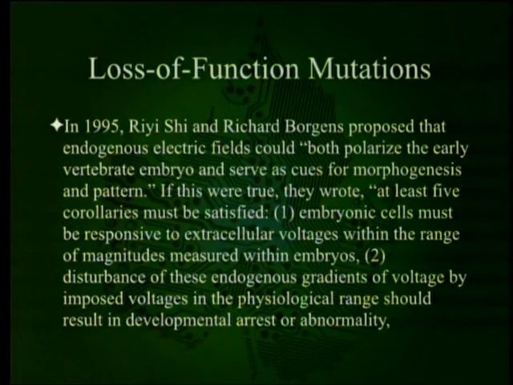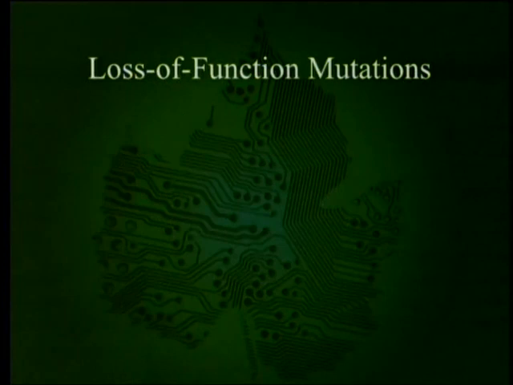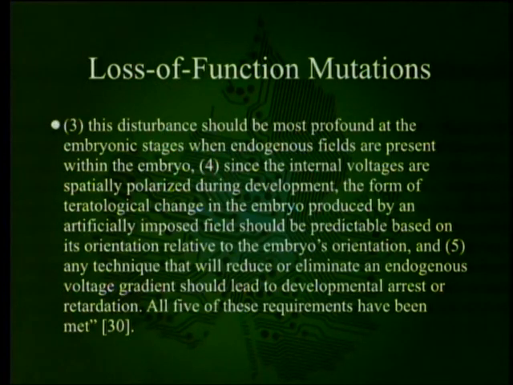This is what you'd expect from the theory, basically. Embryonic cells, number one, must be responsive to extracellular voltages within the range of magnitudes measured within embryos. Number two, disturbances of these endogenous gradients of voltage by imposed voltages in the physiologic range should result in developmental arrest or abnormality. You should be able to make the embryo into something weird by putting a wrong electric field across it. This disturbance should be most profound at the embryonic stage when endogenous fields are present within the embryo.